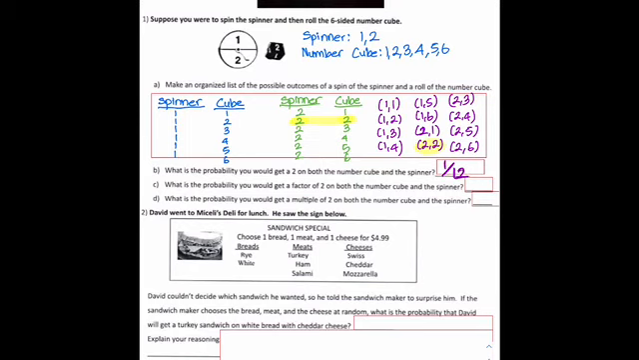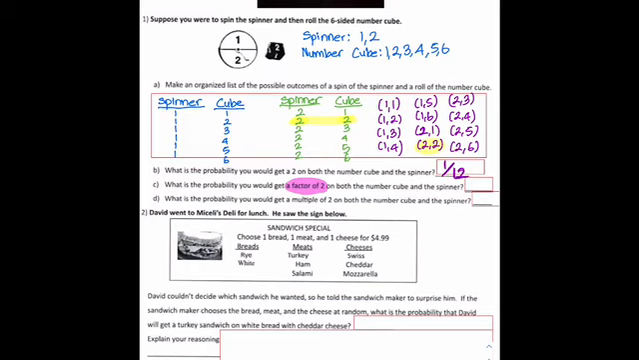Let's look at letter C. What is the probability you would get a factor of 2 on both the number cube and the spinner? Let's talk about a factor of 2 first. What are the factors of 2? In other terms, what are the numbers that you can multiply to get 2? Those are number 1 and number 2, because 1 times 2 is 2.